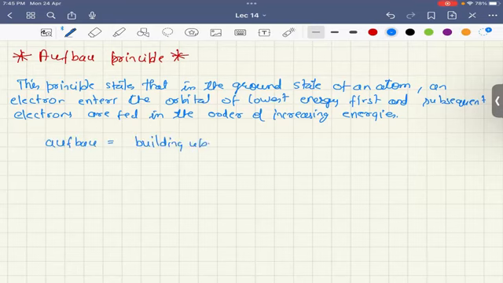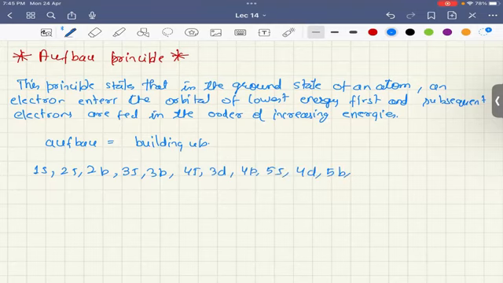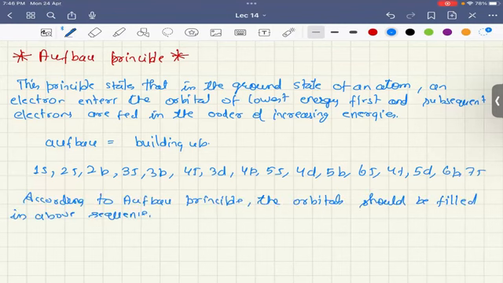According to the Aufbau principle, the orbitals should be filled in this sequence: 1s, then 2s, then 2p, 3s, 3p, 4s, 3d, 4p, 5s, then 4d, then 5p, 6s, 4f, 5d, 6p, and 7s, right? It is very important to remember that the sequence of energy levels places the 4s orbital after 3p.